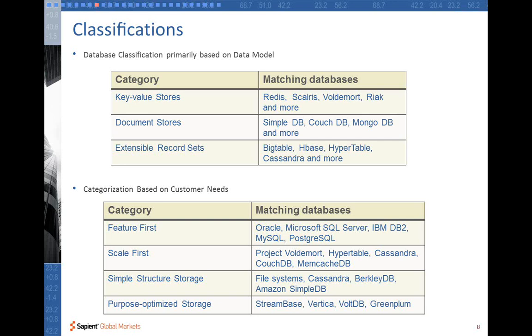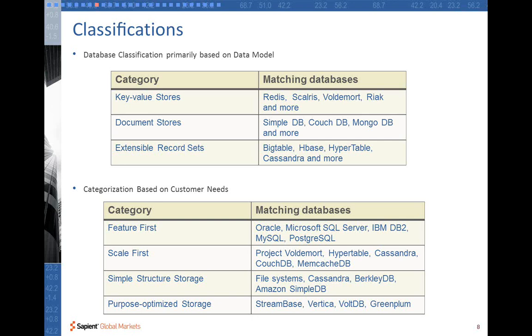Now there is another category which can be thought of based on customer need, where it is categorized on feature first. A feature-first class of database provides a large number of high level features that make the programmer's job easier. On the downside, they're difficult to scale. Examples include all our relational databases. The second category is scale first, where databases have to scale from the start. On the downside, they lack particular features and put responsibility back on the programmer. Examples include Project Voldemort, Hypertable, Cassandra, CouchDB, MemcacheDB.